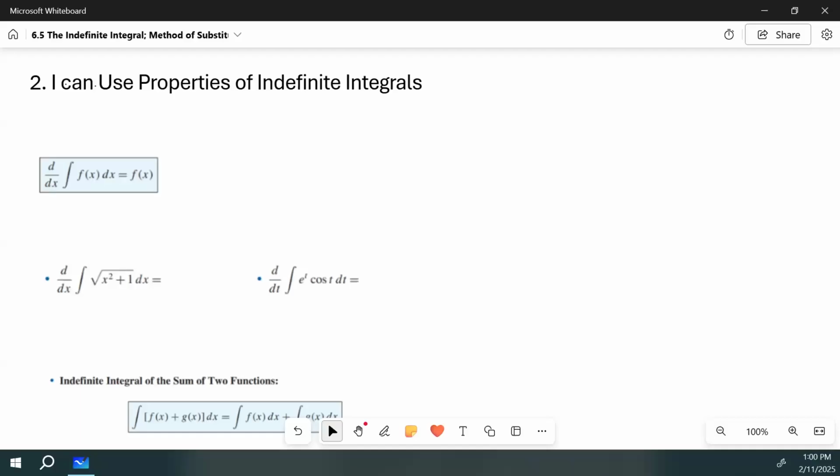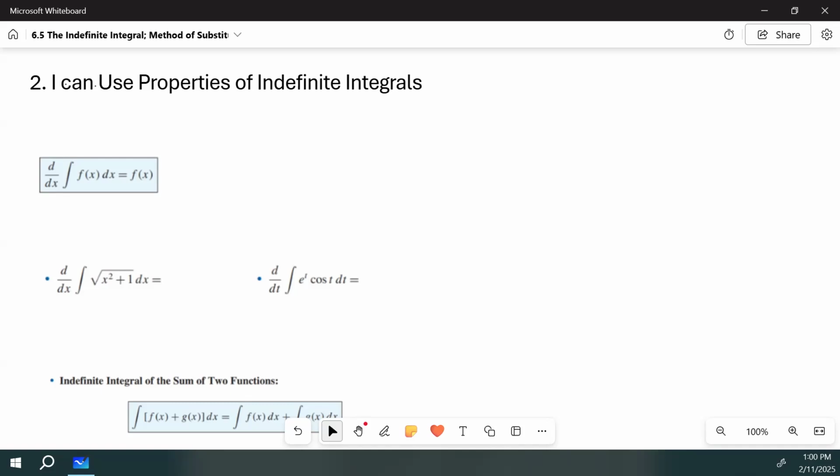All right, guys, Mr. Antonucci here, and we are in the second part of our videos on section 6.5, the indefinite integral and method of substitution. So in this video, we're going to cover the learning target: I can use properties of indefinite integrals. Now, since the definite integral and the indefinite integral are closely related, the properties are going to be very similar to those of definite integrals.